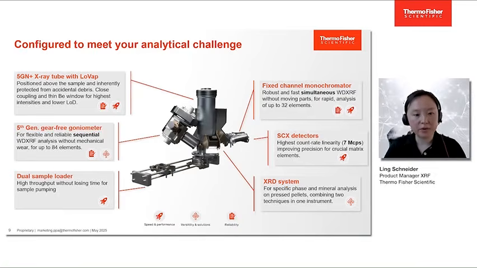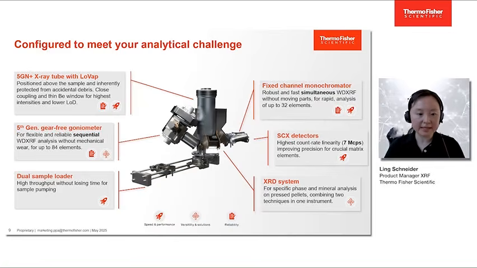The dual sample loader is designed for preloading the next sample while the first sample is still being measured, ensuring high throughput without losing time for sample pumping. To maximize speed and efficiency, the spectrometer includes fixed-channel monochromators that enable simultaneous analysis of up to 32 elements, providing rapid and accurate results without the need for moving parts.